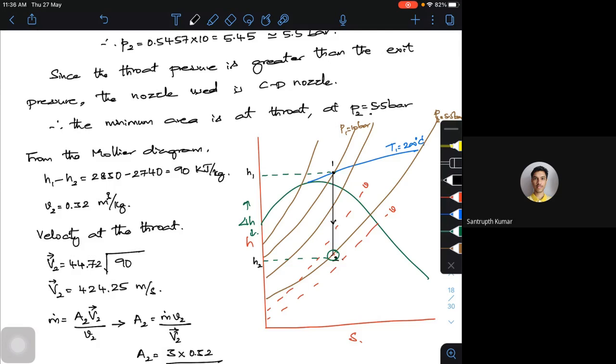How much are you getting? I'm getting around 0.6. No, 0.6 can't be. You should check it again. I'm getting around 0.31. It's between 0.31 and 0.32. You might not be having a proper Mollier diagram. The Mollier diagram should be proper.